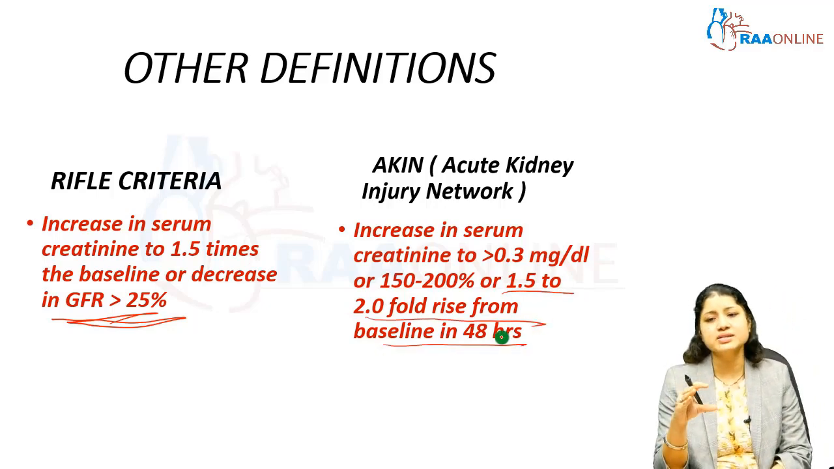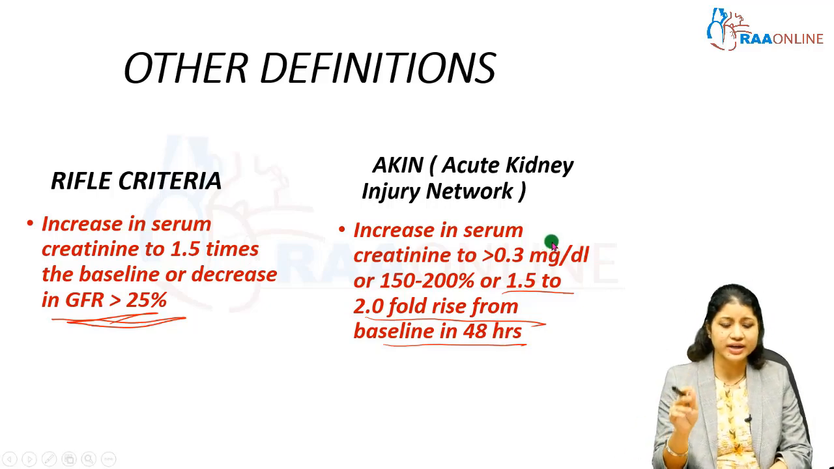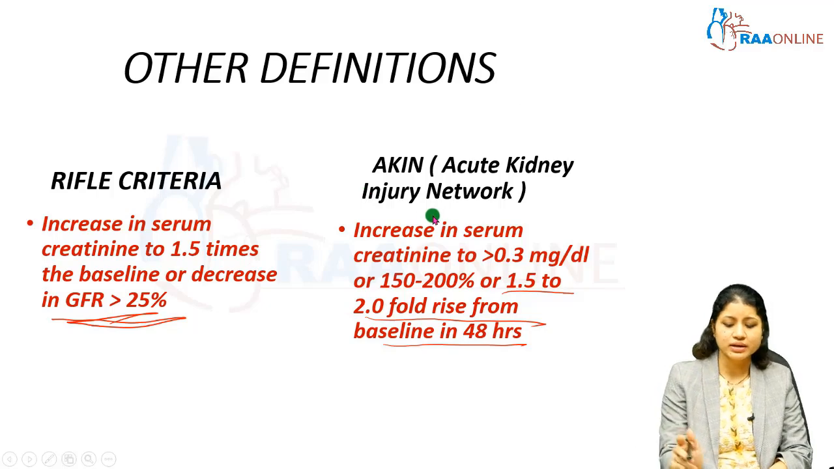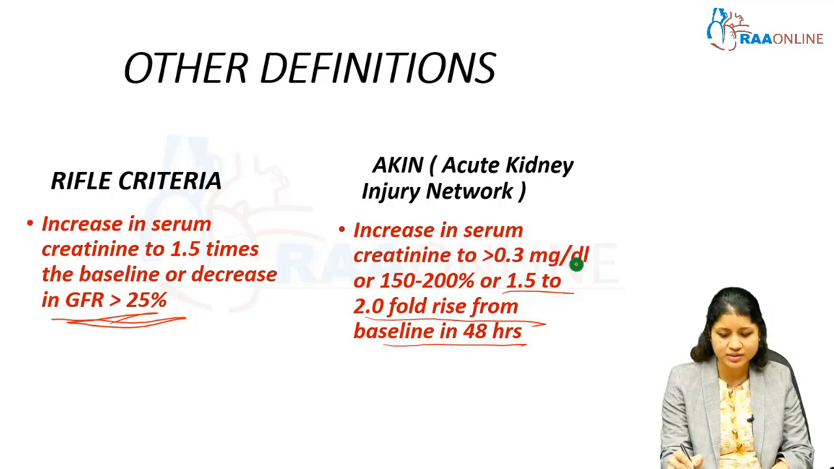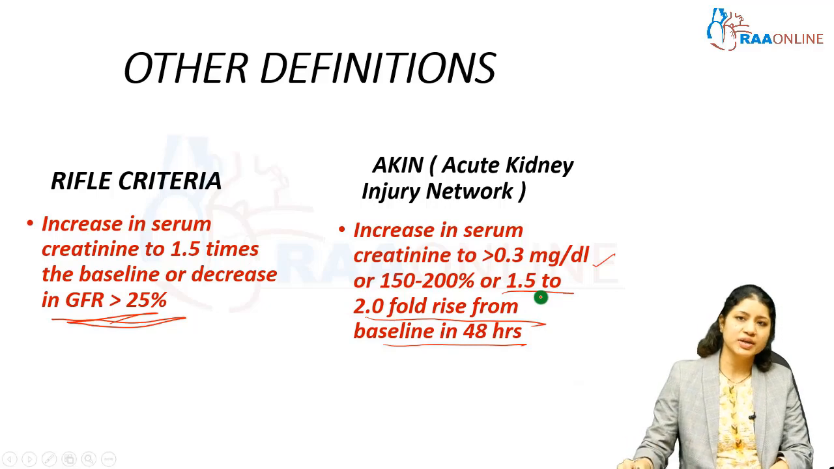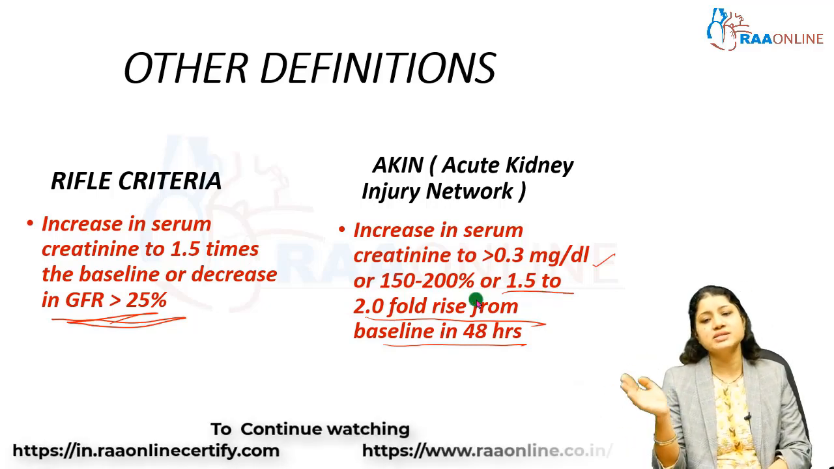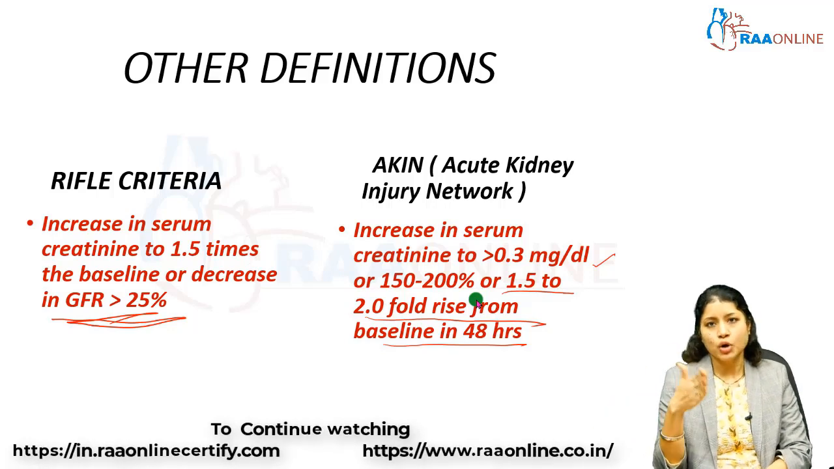So, the Acute Kidney Injury Network is more or less similar to your KDIGO guidelines, wherein here also there is an increase in serum creatinine of 0.3 milligram per dL in the past 48 hours, or a rise in the serum creatinine of 1.5 to 2-fold from the baseline in the 48 hours. But KDIGO says a rise in the serum creatinine to almost more than 50% in the past 7 days.